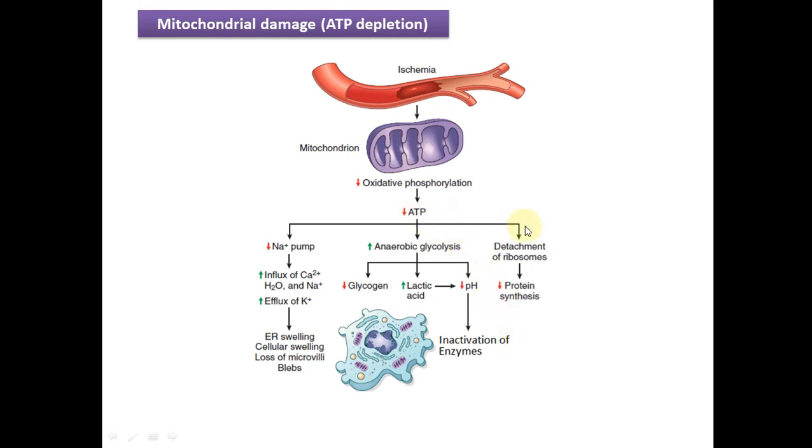Moreover, decreased ATP generation will lead to the detachment of ribosomes from the rough endoplasmic reticulum. Normally, the ribosomes are attached to the rough endoplasmic reticulum, and these are the sites for protein synthesis. Various structural and functional proteins are made by the ribosomes. But when the ATP is depleted or decreased, these ribosomes will get detached from the swollen rough endoplasmic reticulum, and ultimately it will lead to a decrease in protein synthesis.